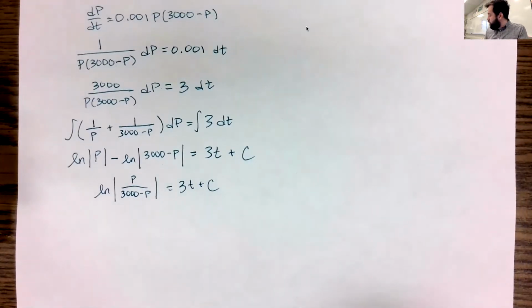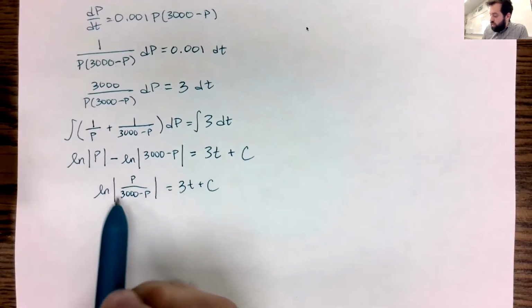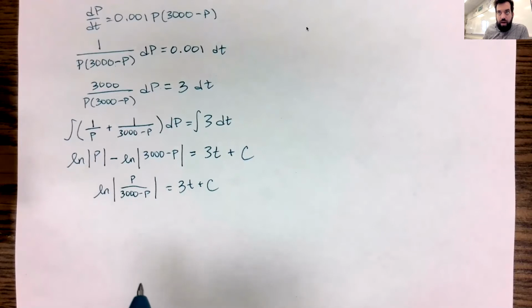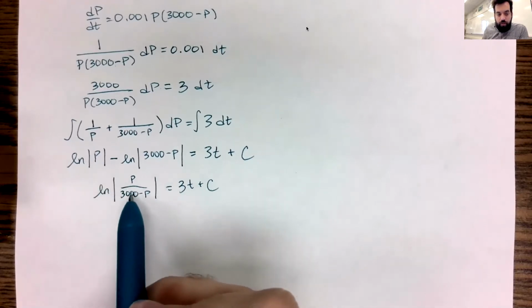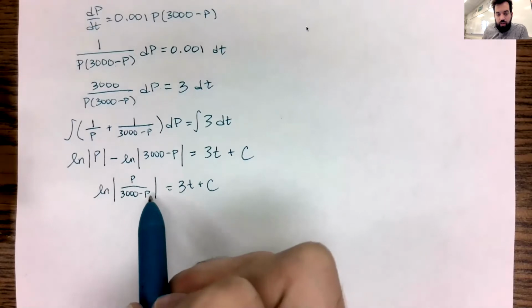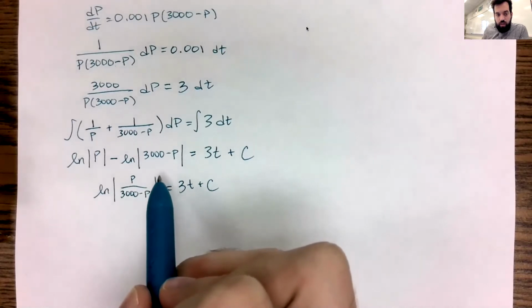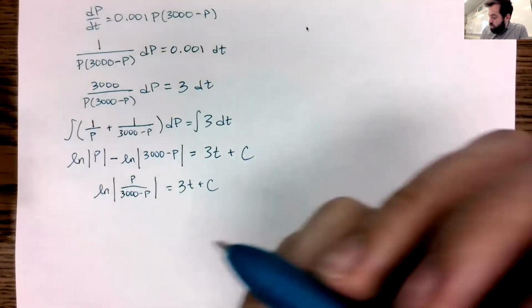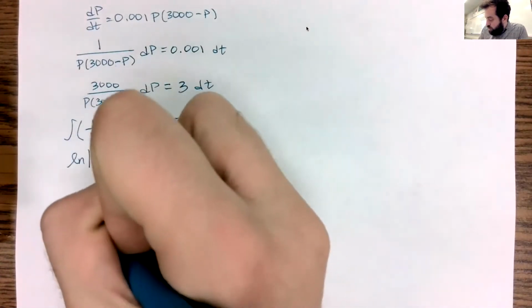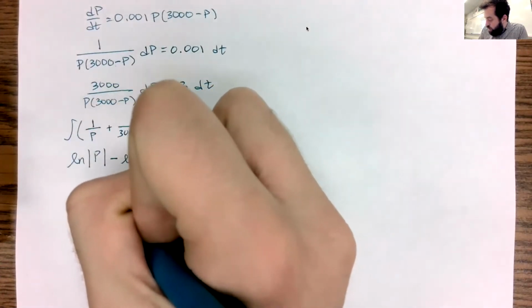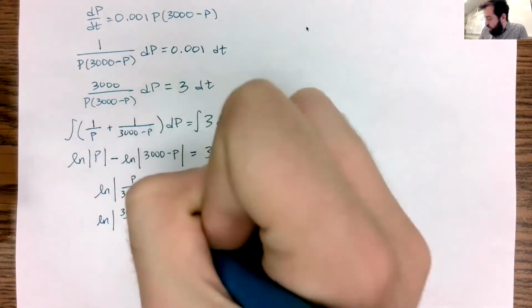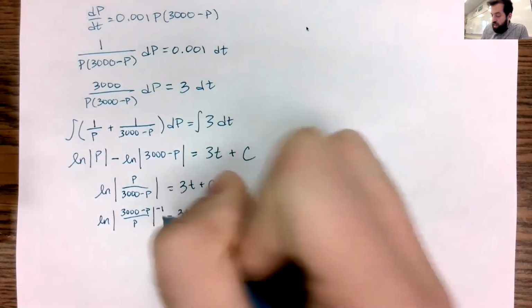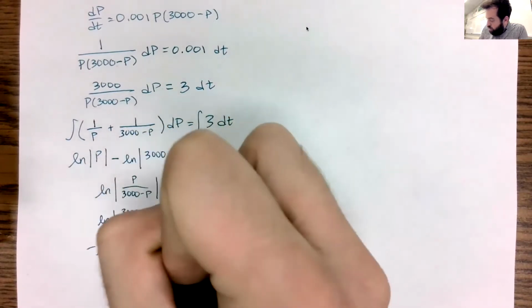And then it really, for our purposes, is going to be nicer if this fraction is flipped. So think about in a natural log, if we want to flip a fraction, you would have to raise it to the -1 power. And then a -1 power can be brought in front of the natural log. So I'll write out the steps here so that we don't get confused. So first we've got natural log of 3,000 minus p over p to the -1. And then the -1 can come in front to give us negative natural log of 3,000 minus p over p.